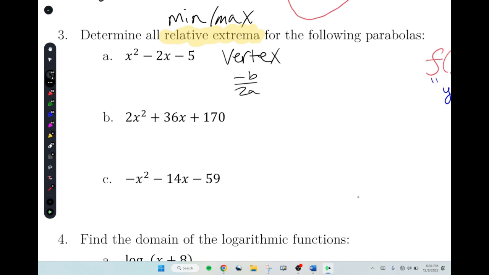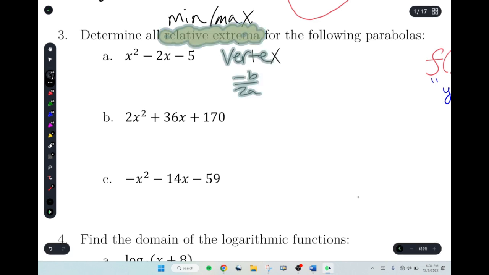But the vertex formula of negative b over 2a tells you: negative b, so 2 over 2, 1. That's the spot that your vertex is at. And then you plug it back in and you get 1 minus 2 is negative 1, minus 5 is negative 6. 1, negative 6 is your vertex.